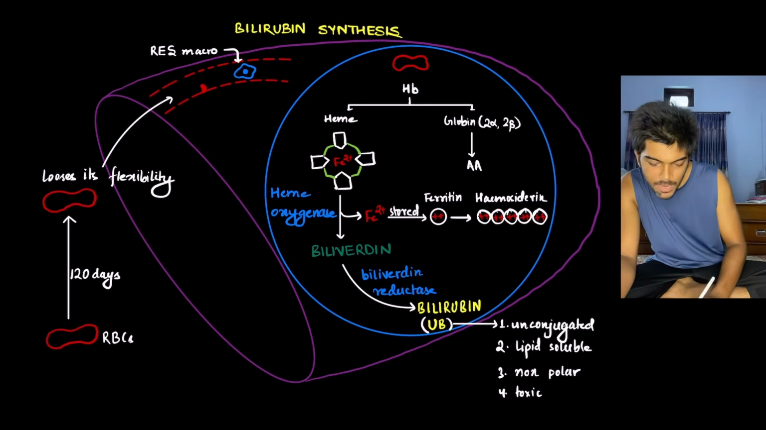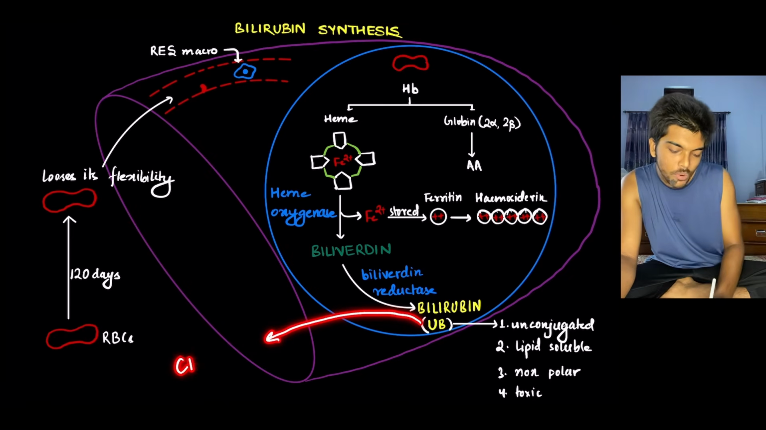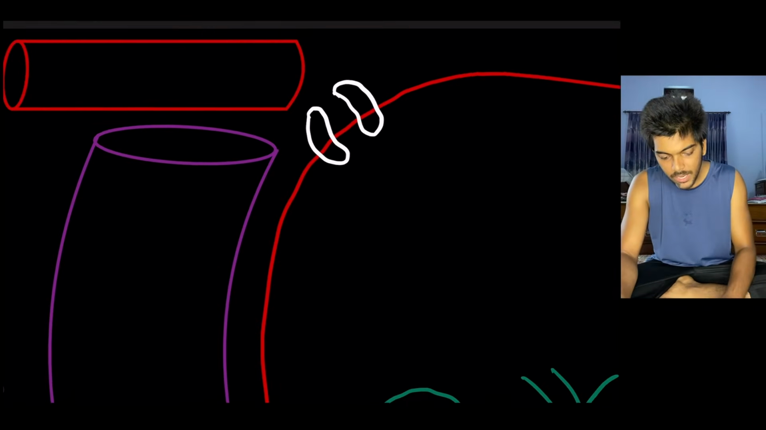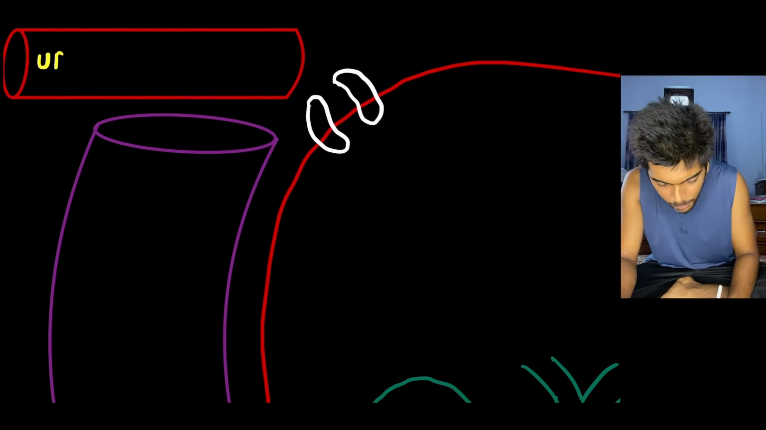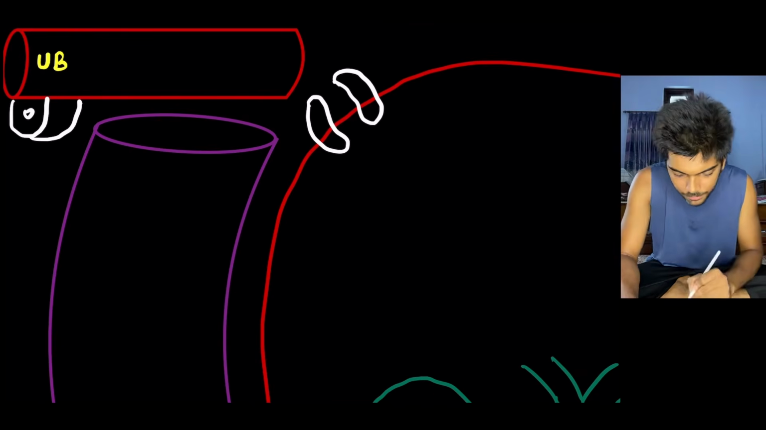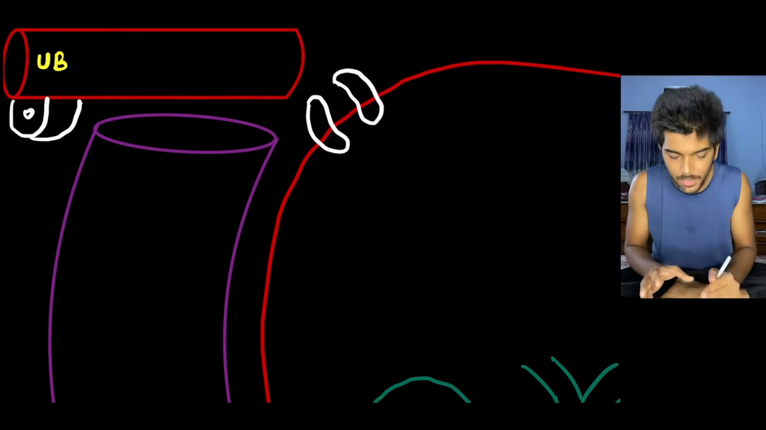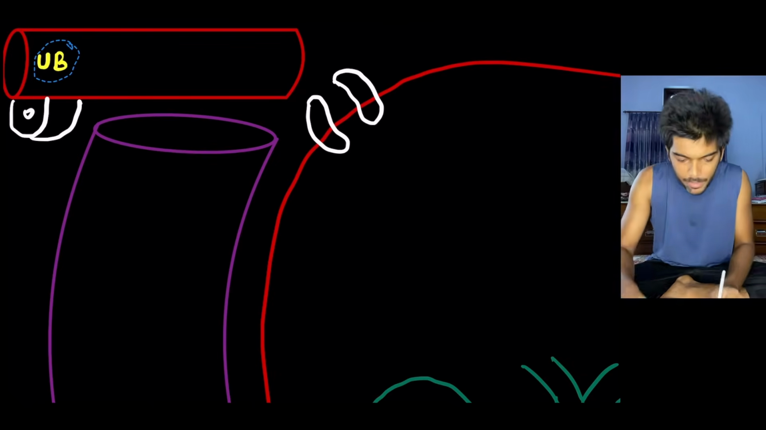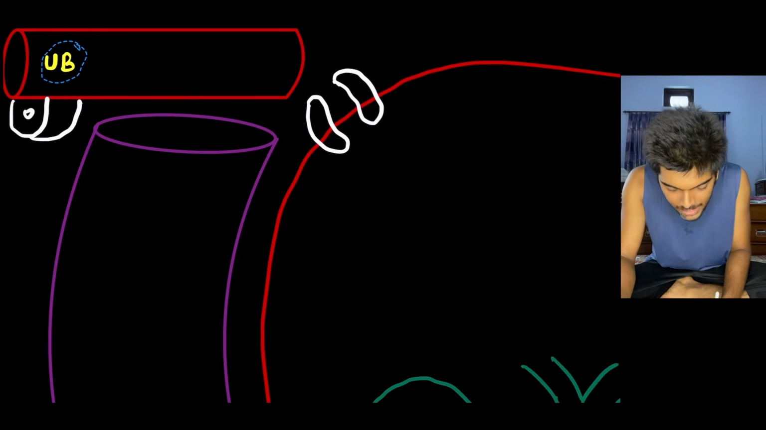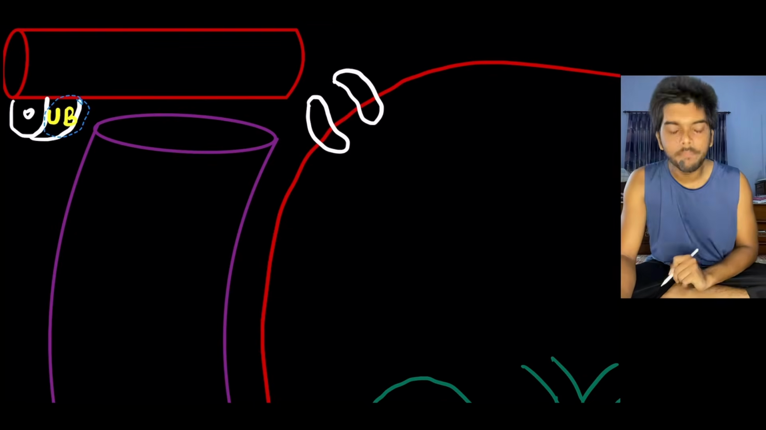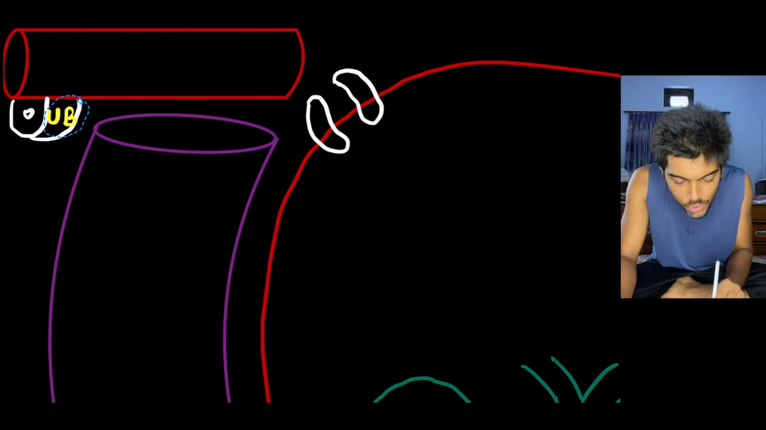This unconjugated bilirubin from the macrophage is thrown into body circulation. Now this unconjugated bilirubin is in body circulation. Let's draw it. Unconjugated bilirubin. There is tissue in the periphery. What did I say? Unconjugated bilirubin is lipid soluble, so it can easily cross through the plasma membrane and enter the tissue. It is also toxic, so it will destroy the tissue.